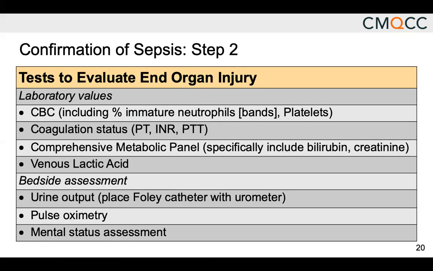The tests to evaluate end organ injury are the common ones that we're all familiar with. CBC, coagulation status, comprehensive metabolic panel, a Chem 12 or its equivalent in your facility, and a venous lactic acid. We also are looking for bedside assessment, urinary output, pulse oximetry, and mental status assessment. Mental status ends up being a critical evaluatory term for sepsis. Next slide.